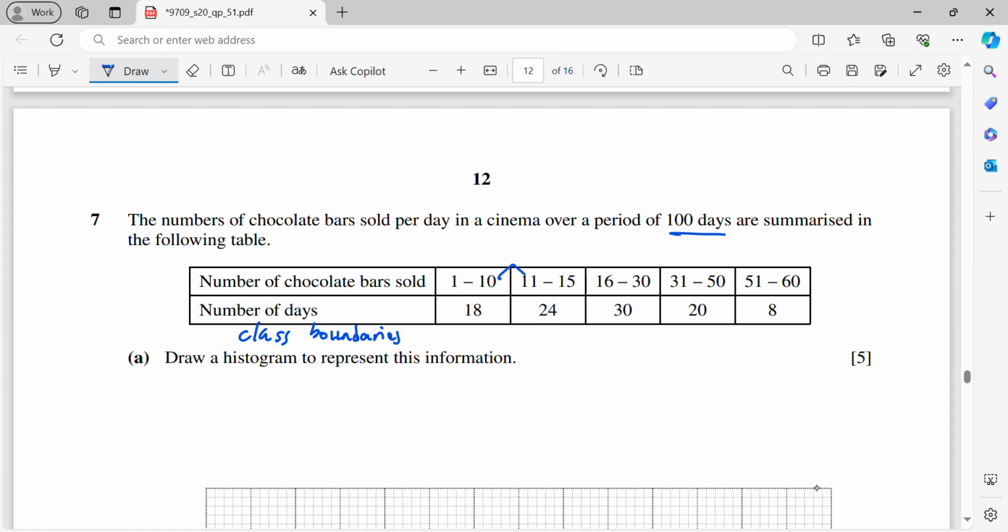Class boundaries is basically the average. So 10 plus 11, then divided by 2, that is 10.5. Then I know that the previous one should be 0, so 0 plus 1 divided by 2 is 0.5. Then for the second class, it will be 10.5 to 15.5, and then 15.5 to 30.5, and then for this class, it will be 30.5 to 50.5, and then for the last class, 50.5 to 60.5. So you just get the averages, which are the boundaries.